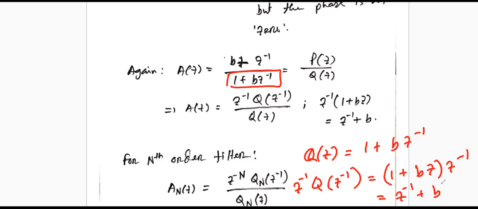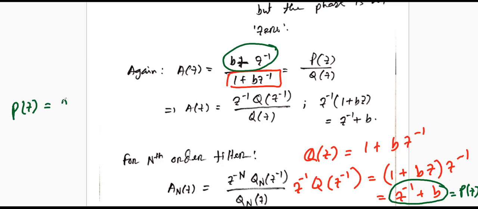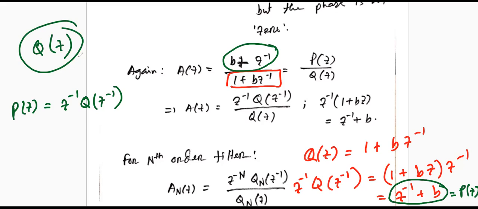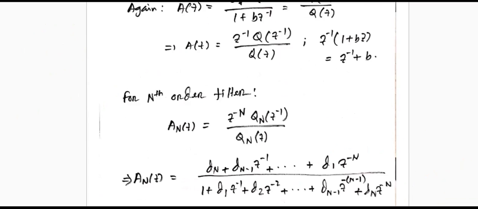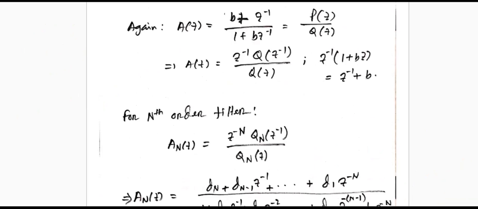And you can find that this is exactly, I'm taking another color, this is exactly equal to this one. So we can write this is equal to p(z). So what is the relation? p(z) is equal to z to the power minus 1 q(z to the power minus 1). It is very interesting that if I can only find q(z), that means the pole location, we can directly find the zero locations for the all pass filter. That is another beauty of this kind of filter. So that is all about the first order filter.